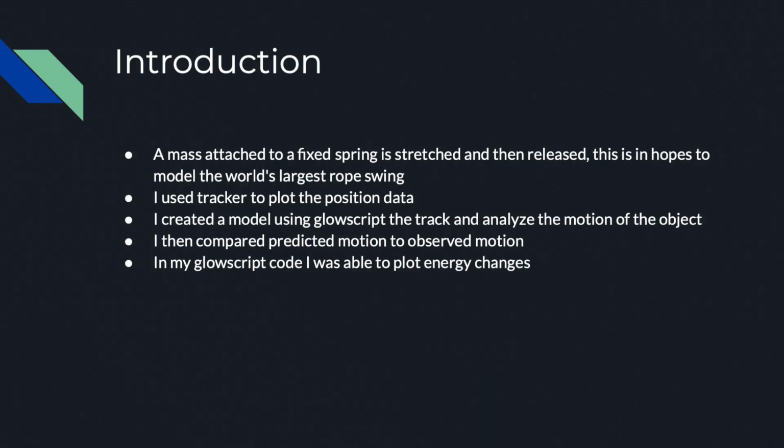Introduction. A mass attached to a fixed spring is stretched and then released. This is in hopes to model the world's largest rope swing. I used Tracker to plot the position data. I created a model using GlowScript to track and analyze the motion of the object. I then compared predicted motion to observed motion.